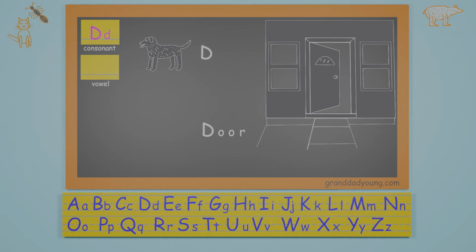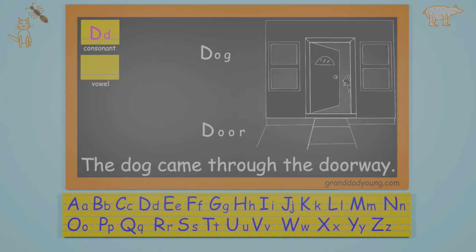Dog. D-O-G. The word dog also begins with the letter D. Our dog is named Dexter. The dog came through the doorway.